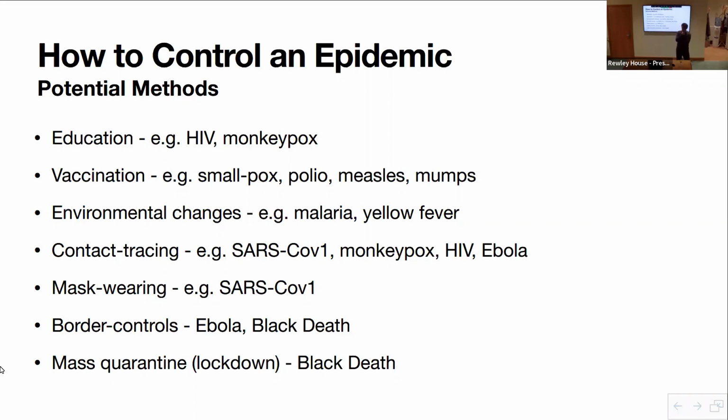So certain things like HIV and a lot of STDs can be controlled by essentially educating people about exactly how transmission occurs, and then people can change their behavior. So HIV and monkeypox were controlled in the UK and in Europe and the US as well, really by education. Remember in the early 80s, we had all these big education campaigns and adverts on television. So that was how they were controlled to a reasonable degree.